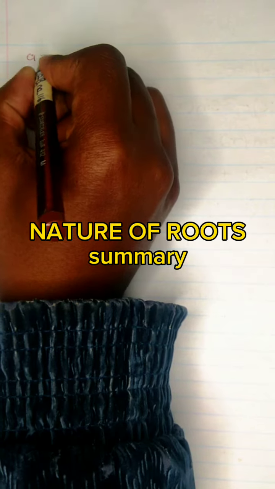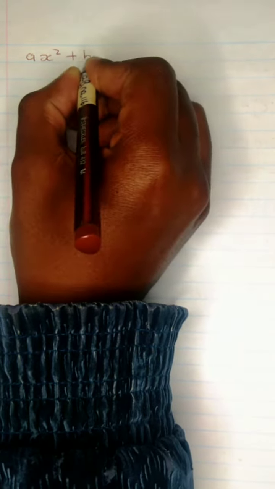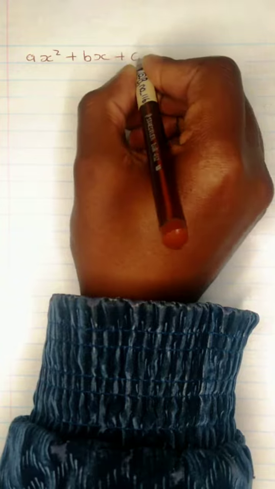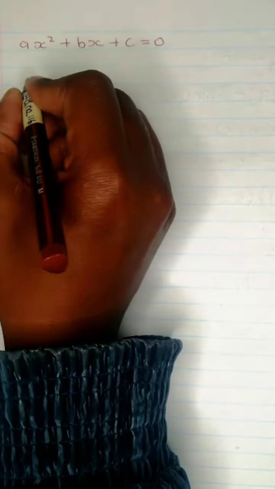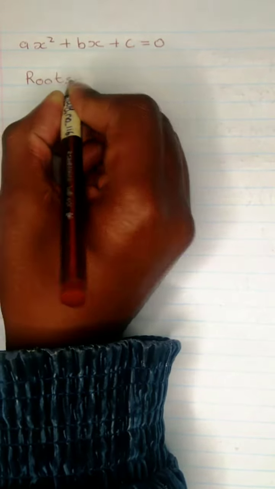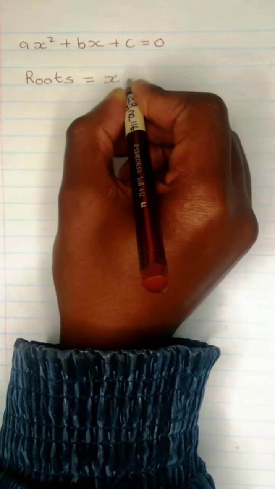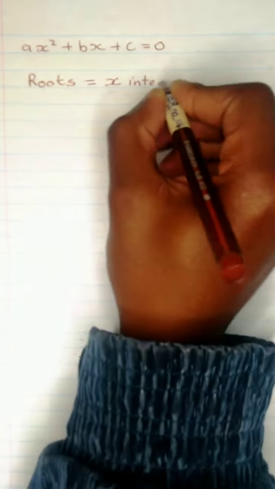So we are familiar with the quadratic equation, which is ax squared plus bx plus c equals 0, which gives us a graph called a parabola and has roots. Roots are basically the x-intercepts of the graph.